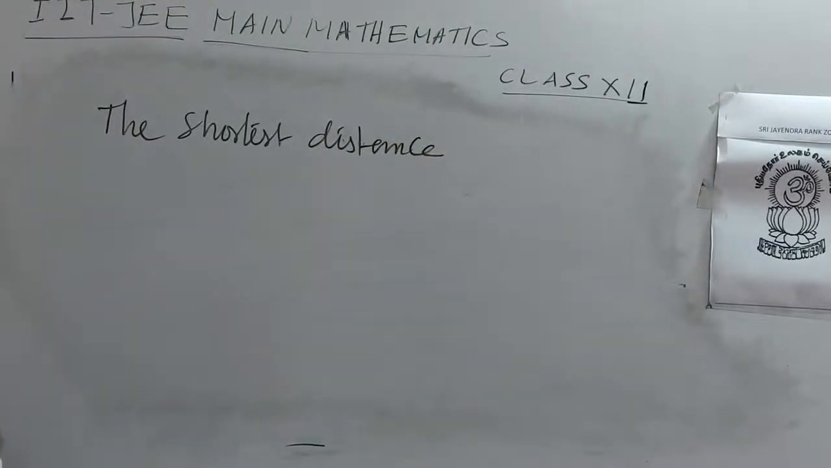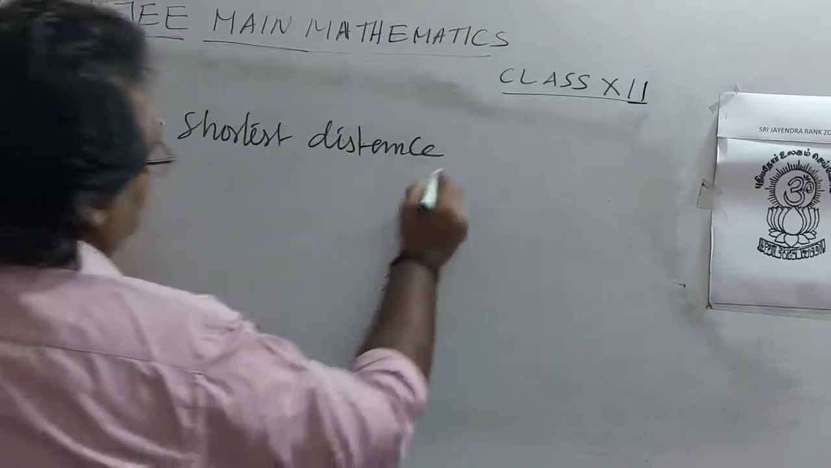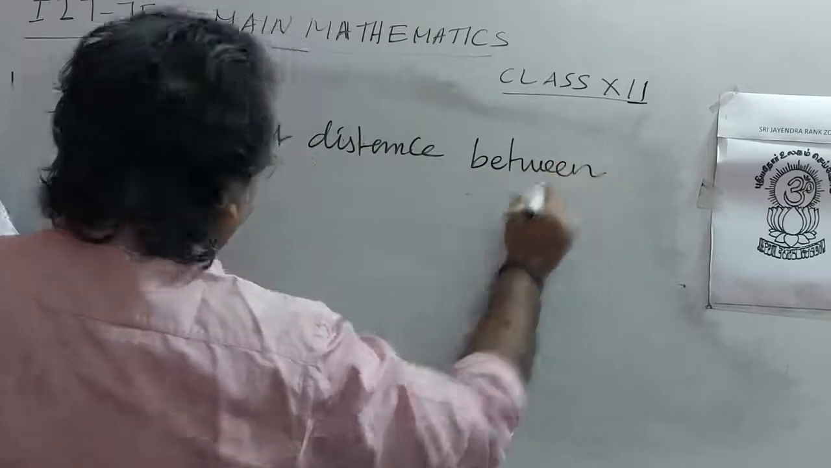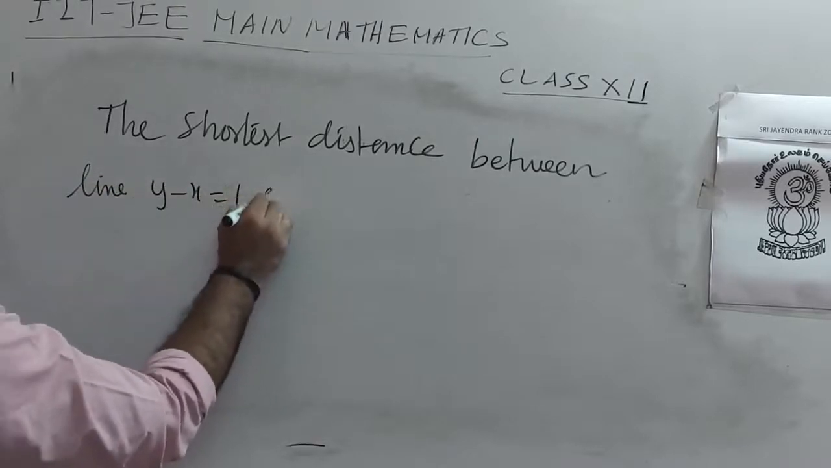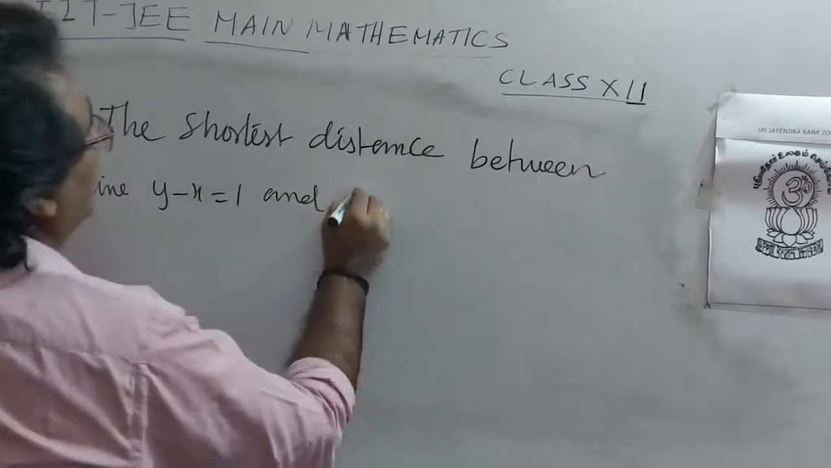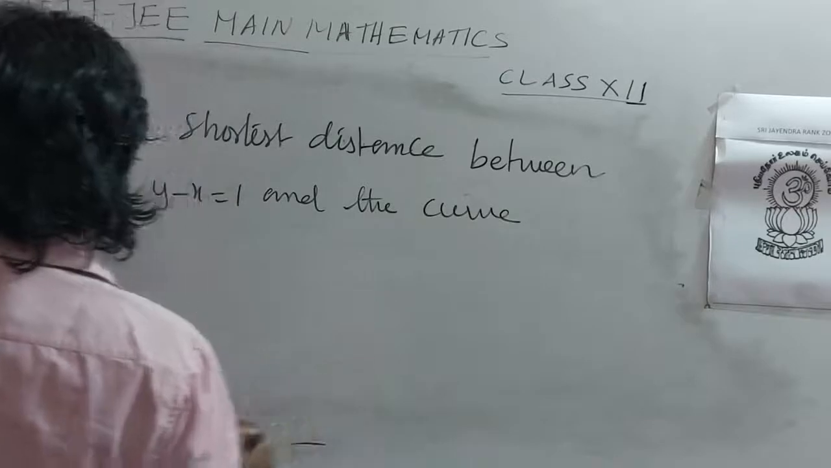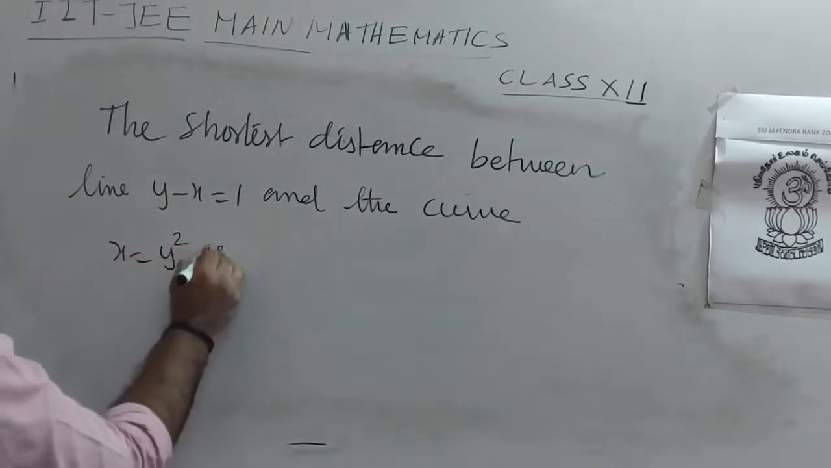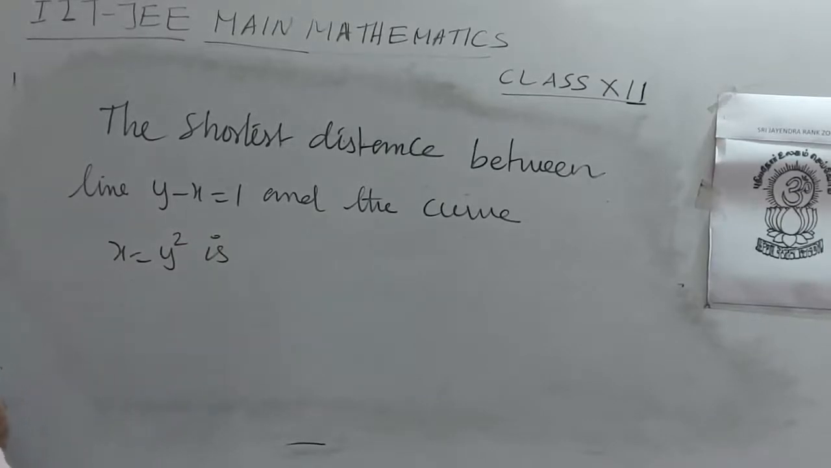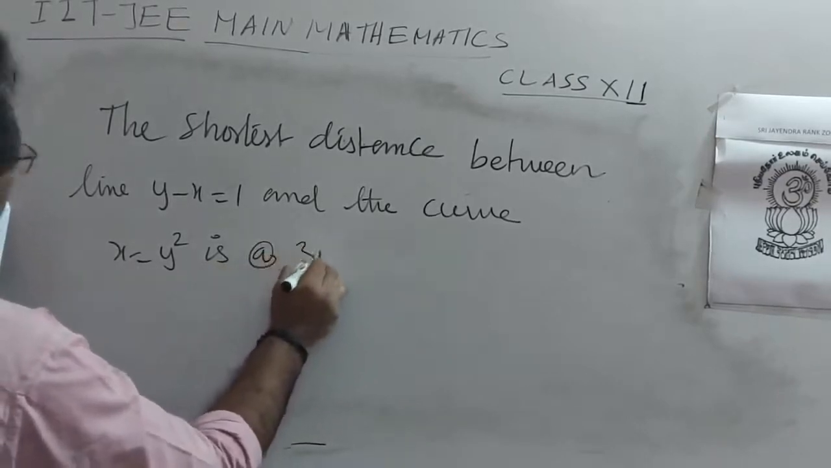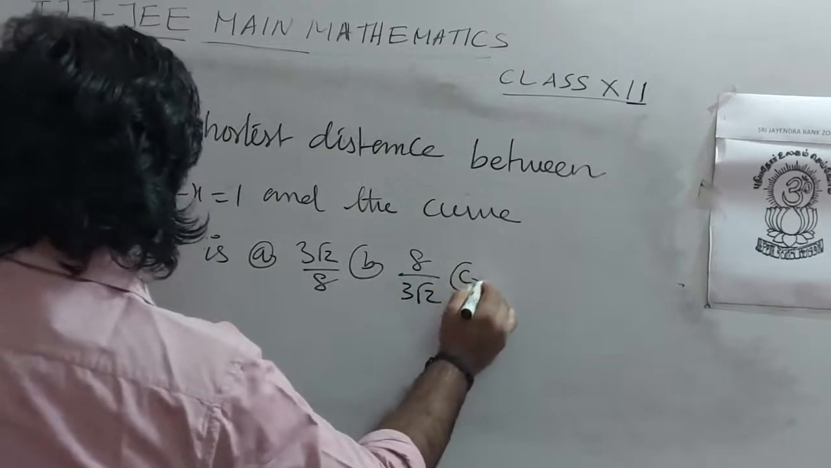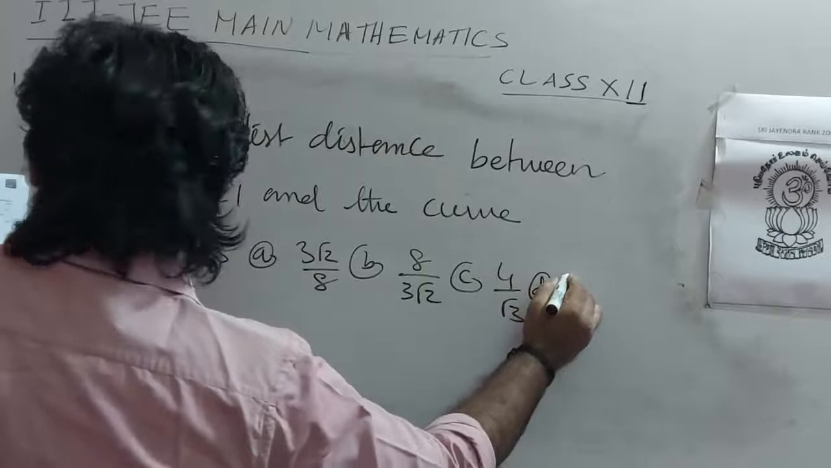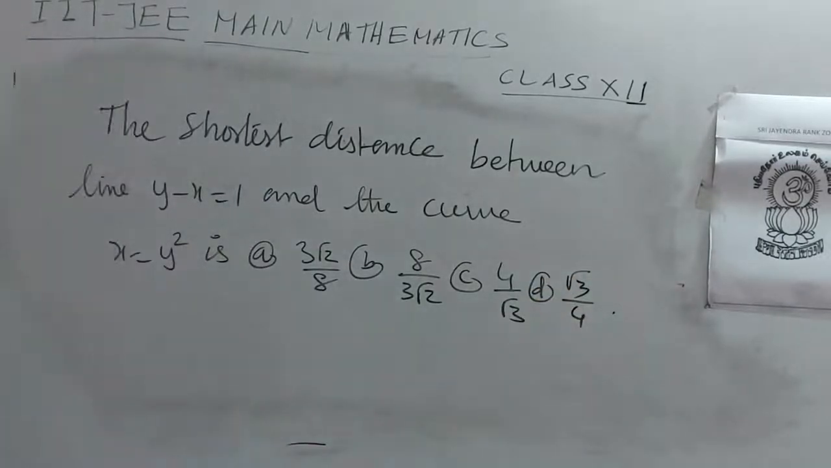The shortest distance between the curve x equal to y squared and the line y minus x equal to 1 is: option A, 3 root 2 by 8; option B, 8 by 3 root 2; option C, 4 by root 3; option D, root 3 by 4.